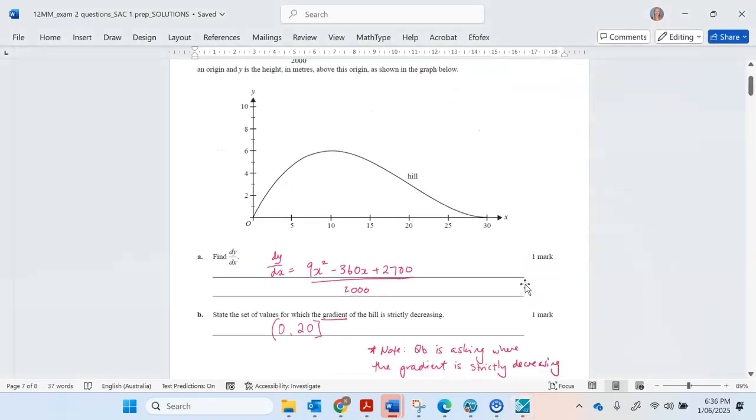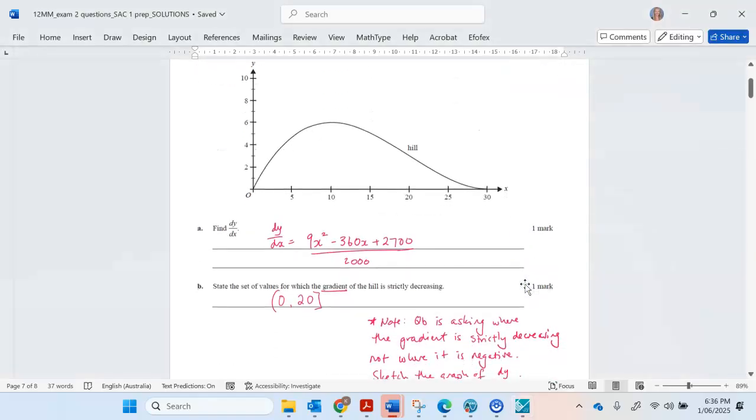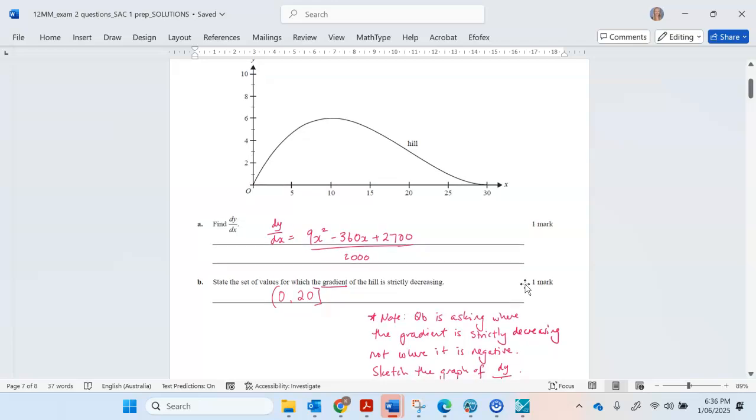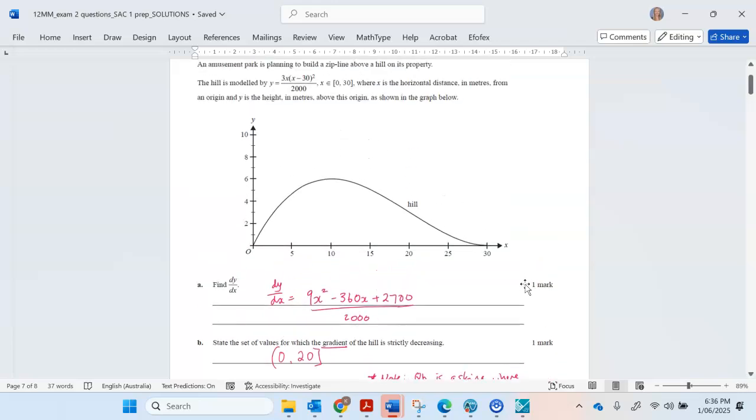All right, so moving along. State the set of values for which the gradient of the hill is strictly decreasing. Now, this question was not answered well, so I've got a little note there which we'll go through in a second, but I'm just going to explain what the question is asking and where students went wrong. So we're looking at where the gradient is strictly decreasing. Don't get decreasing mixed up with negative, all right? It's where it's decreasing. So if you think of the rate of change, it's slowing down.